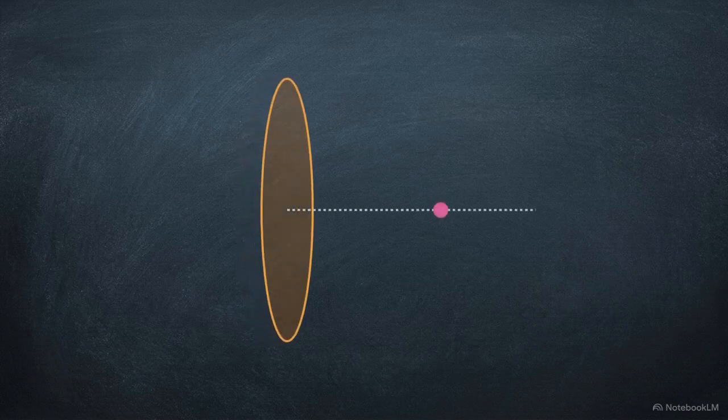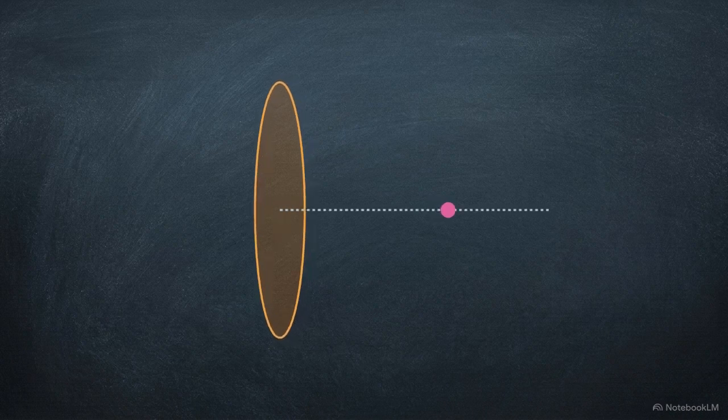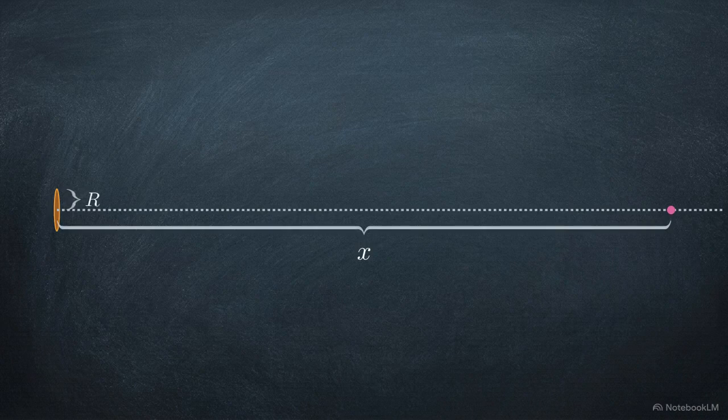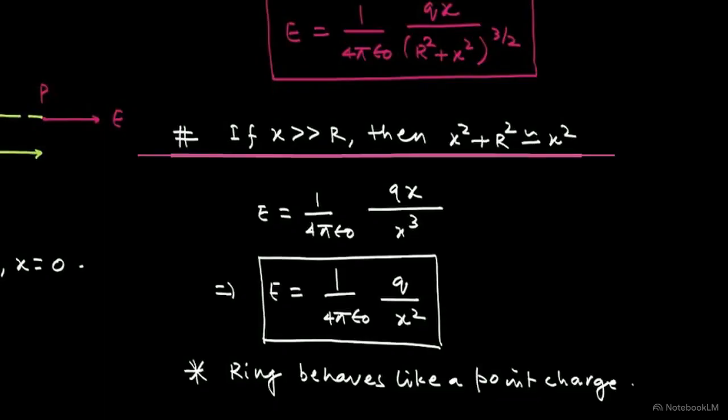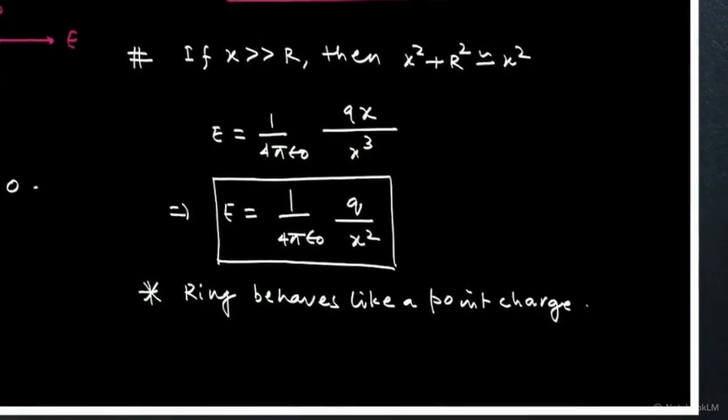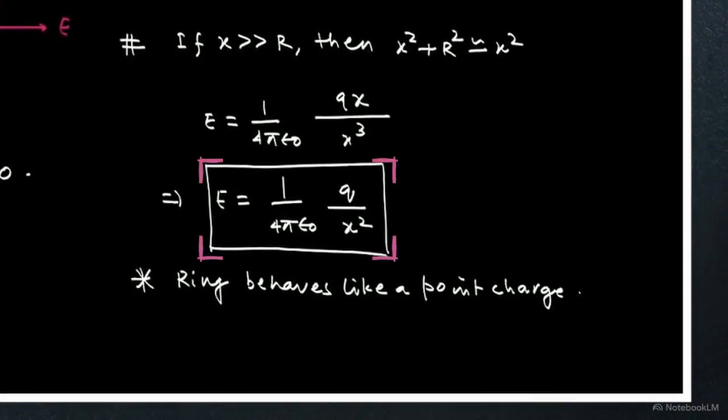Now we'll look at the opposite physical extreme. Imagine observing the ring from a massive distance, where the distance x is far greater than the ring's radius r. The approximation text on the right shows how the algebra simplifies. Because x squared is so dominant, the r squared term disappears from the denominator. After canceling out the x variables, we are left with the reduced equation shown in the bottom right box.